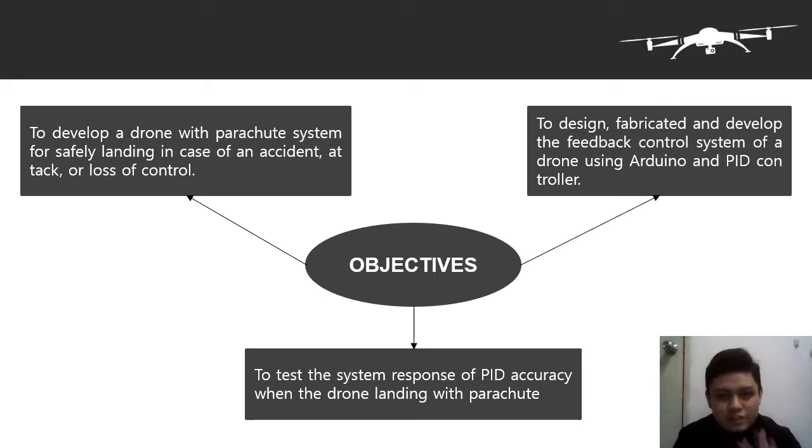So there are 3 objectives. First, to develop a drone with a parachute system for safe landing in case of an accident, attack or loss of control. Next, to design, fabricate and develop the feedback control system of a drone using Arduino and a PID controller. And last, to test the system response of PID accuracy when the drone lands with a parachute.